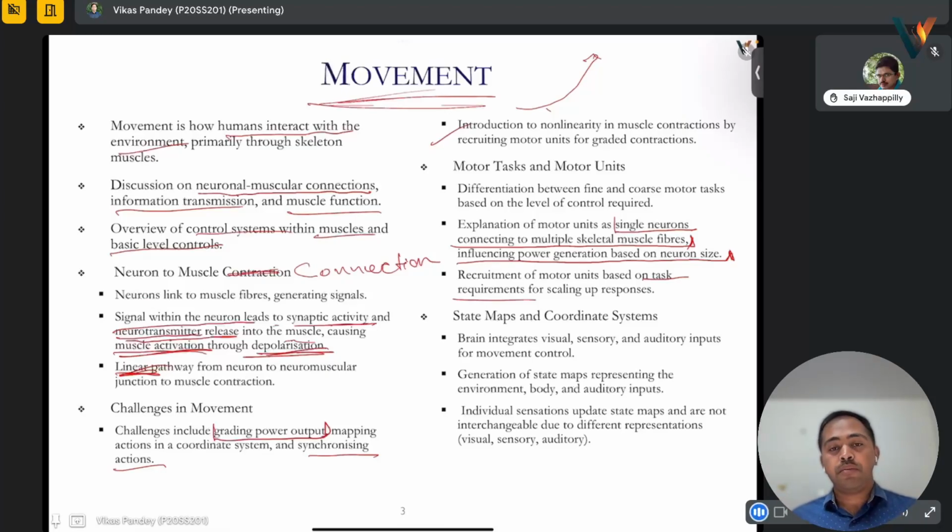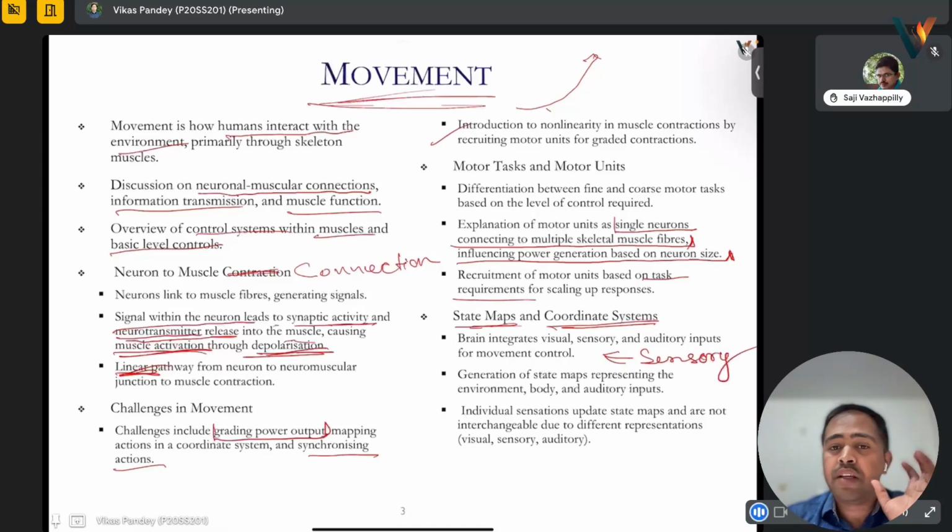Then there is something called state maps and coordinate system. The coordinate system we know is x, y, z, but along with that there is the present state of the moment. We can map this based on the understanding that the brain integrates visual, sensory, and auditory input for movement control. We have seen how we see, how we hear, how we smell. So based on this input, these are our sensors, sensory inputs.